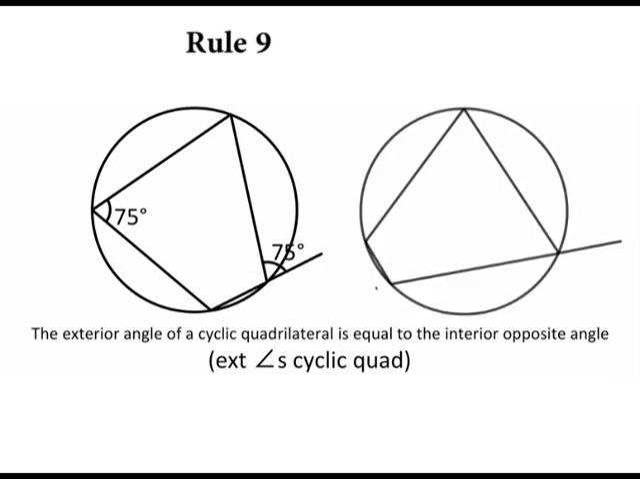If you look at this question, we have 143 degrees as the exterior angle of this cyclic quadrilateral. It follows that x is also 143 degrees because it is interior opposite to the angle 143 degrees.